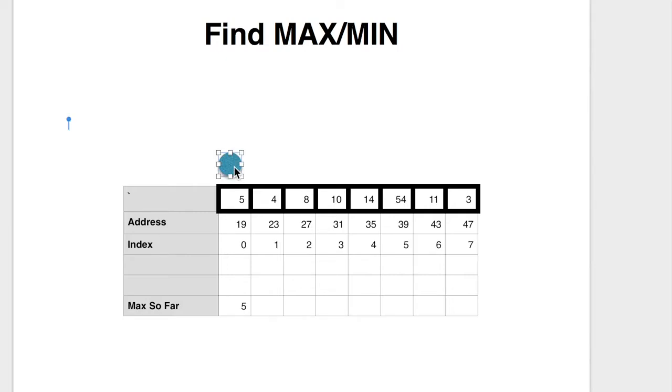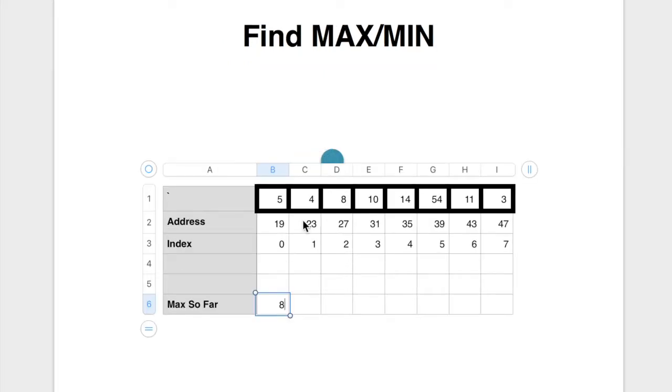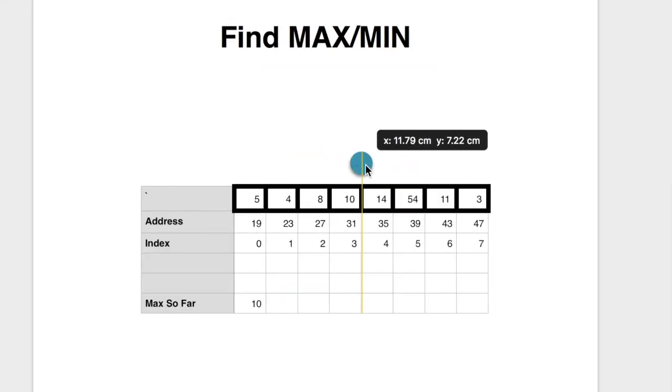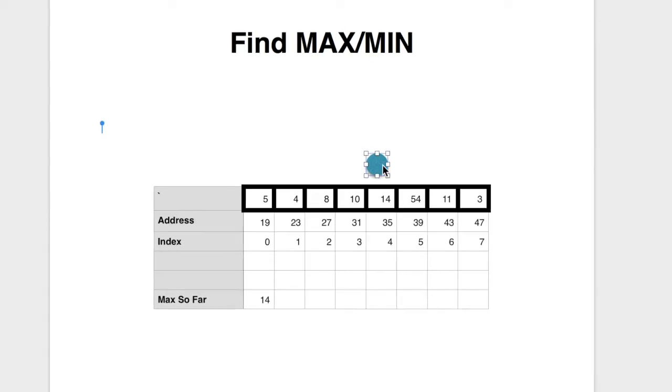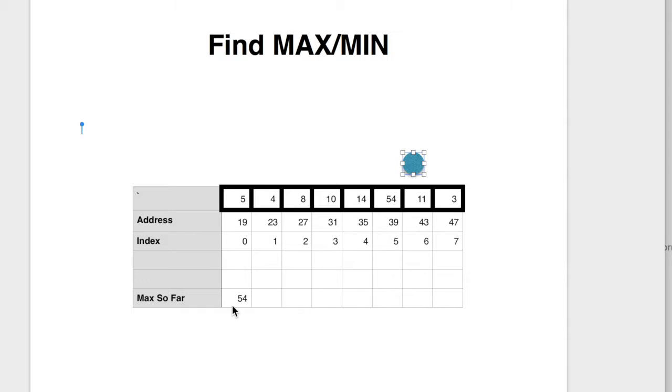Now I'll go to the second position. I'll see if the element in the second position is greater than max so far, which it is not, so I will not update it. Then I'll go to the third location and I will update here because it is greater. Updation also happens here, and here. By the time we have reached this, it is not greater than max so far, so we will not update it, and again we will not update it.